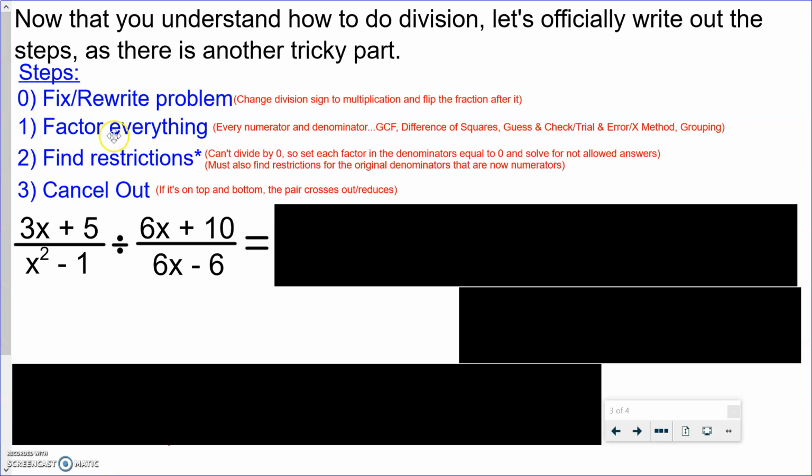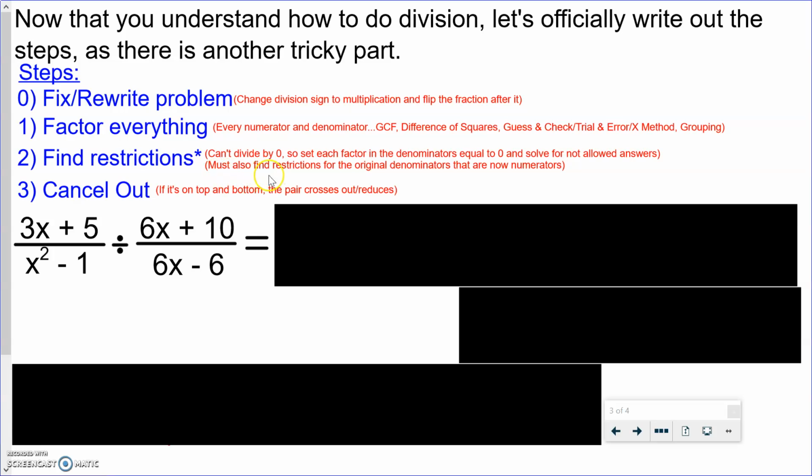So step 1, still factor everything, every numerator, denominator, GCF, difference of squares, guess and check, X method, box method, grouping, whatever method you learned. Then you find the restrictions, now with an asterisk. So remember, you can never divide by 0. So the bottom of a fraction cannot be 0. So you can still set each factor in the denominators equal to 0 and solve for those that aren't allowed.